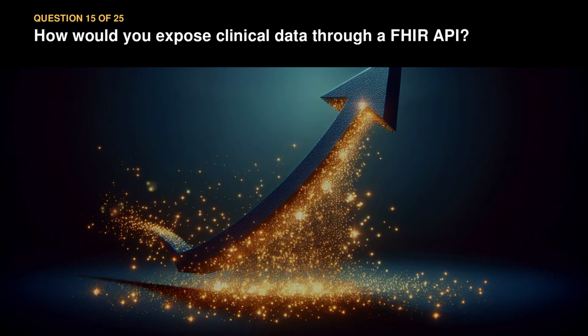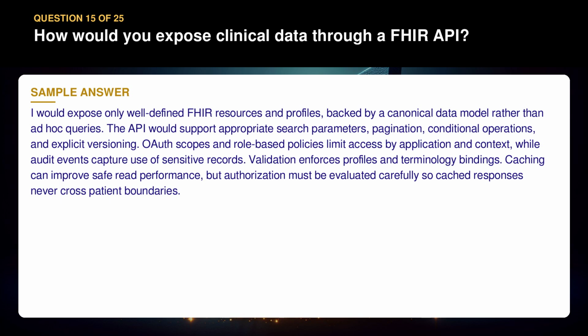Question 15. How would you expose clinical data through FHIR API? I would expose only well-defined FHIR resources and profiles, backed by a canonical data model rather than ad hoc queries. The API would support appropriate search parameters, pagination, conditional operations, and explicit versioning. OAuth scopes and role-based policies limit access by application and context, while audit events capture use of sensitive records.